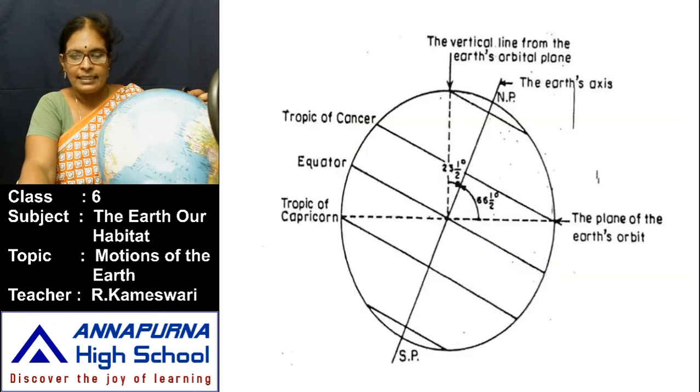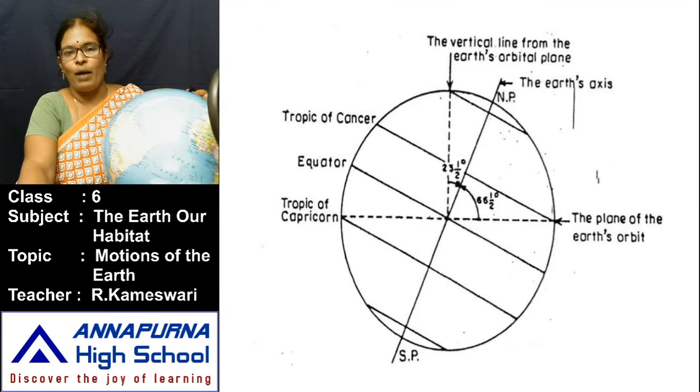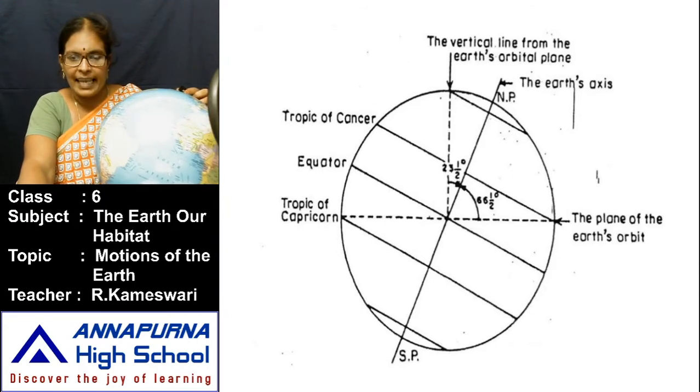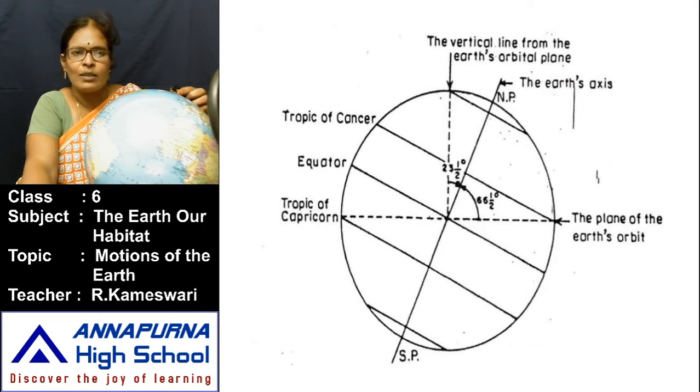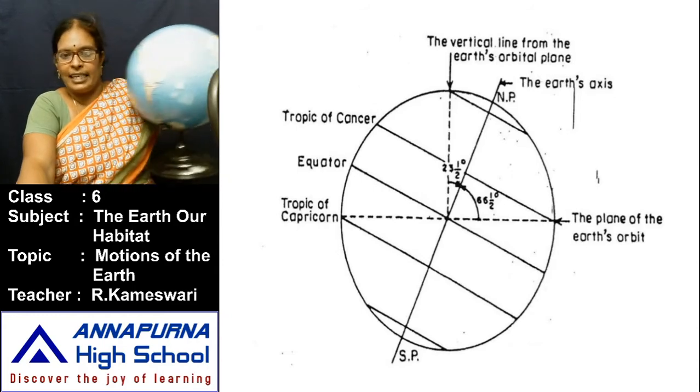I will explain clearly. See here, it is the total earth. I want to divide it into 4 equal parts. Each corner is a 90 degrees angle. The 180 degrees line is called the orbital plane. This is the axis. It is an imaginary line. It is tilted at an angle of 66 degrees to its orbital plane. If you draw this same line from up to down, this line is called the circle of illumination.